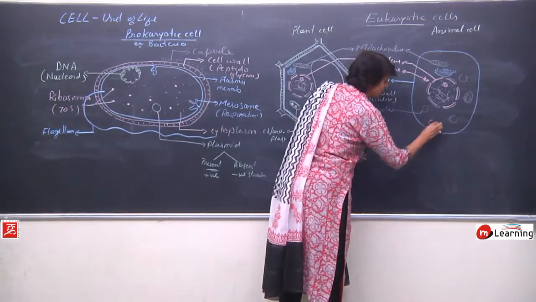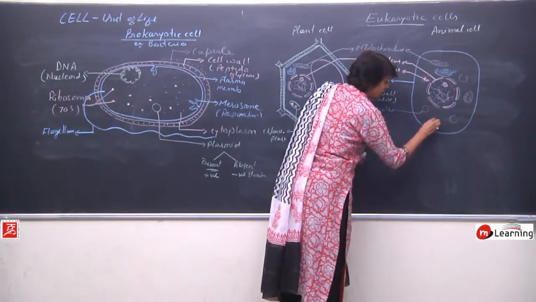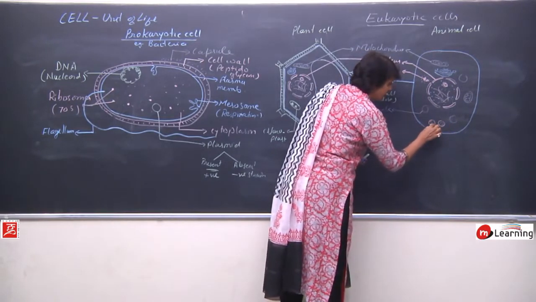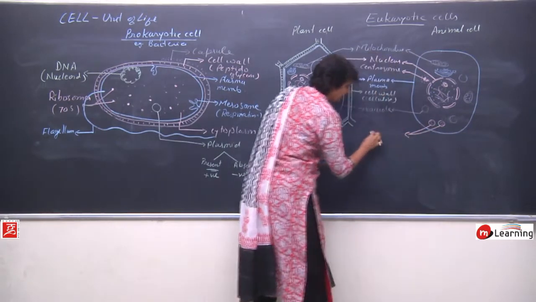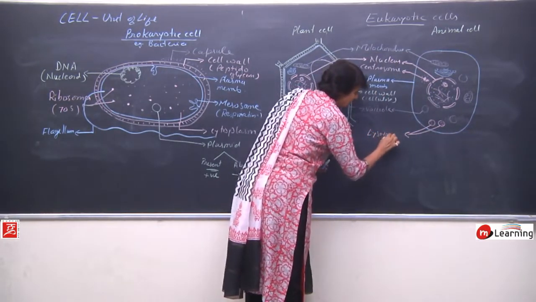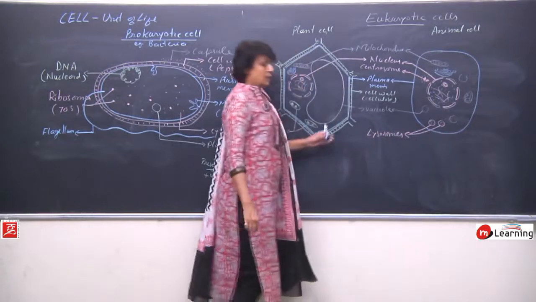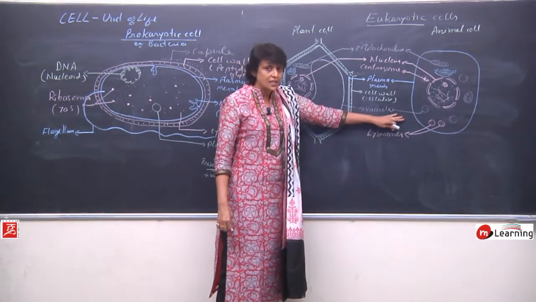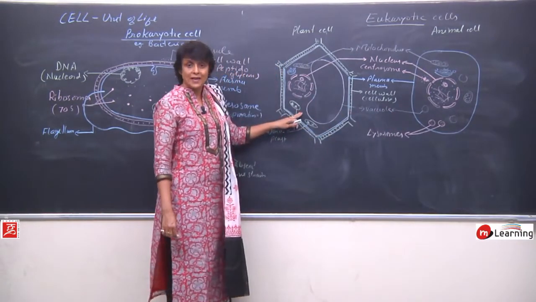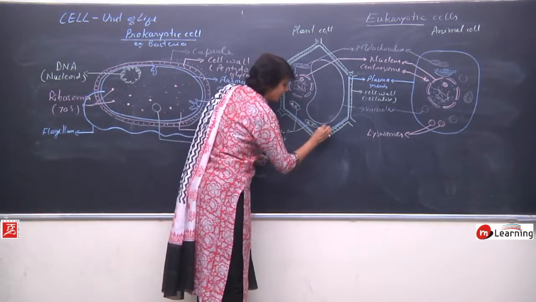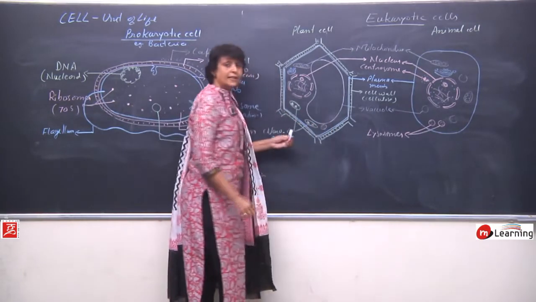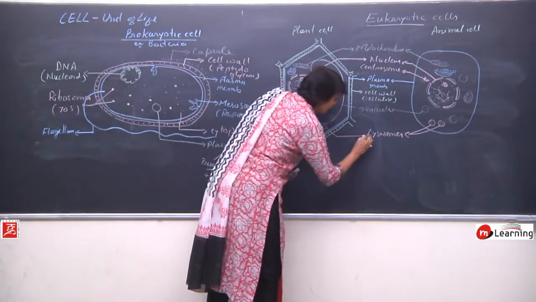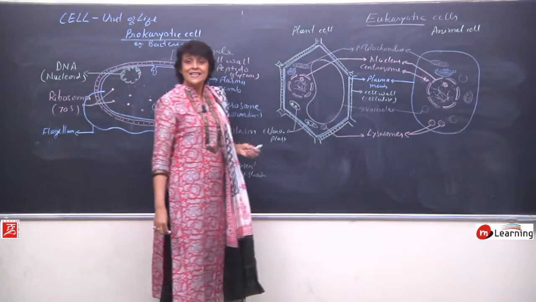One more structure which is seen, they are spherical structures filled with enzymes. These structures are known as lysosomes. The number of lysosomes are more in animal cells as they have to digest food, whereas in case of plant cells, the number of lysosomes are less because they synthesize their own food, but they will be required to digest the food when they store it. So, they do have lysosomes, though the number is less.